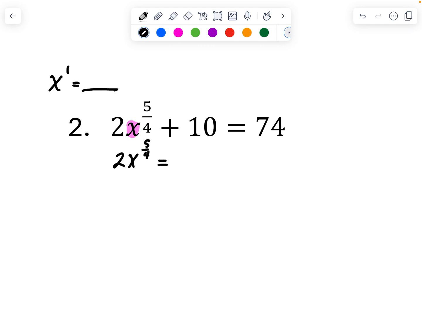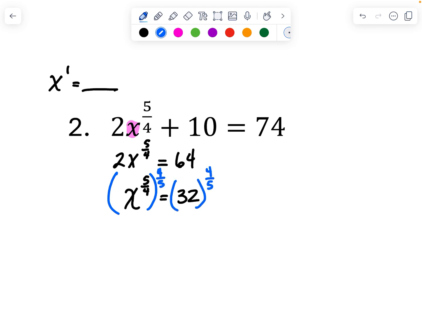So that would be a 64. Then we're going to divide by 2. And that would be a 32. And then we're going to use the reciprocal power. So if this is 5/4, we need 4/5. And if you do it on one side, you do it on the other. And so this answer comes out to be 16.